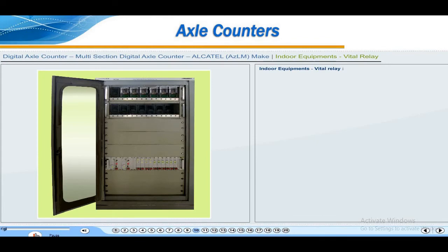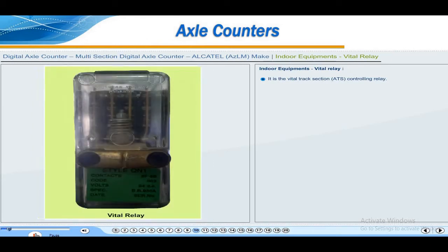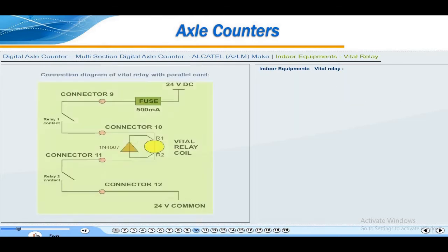Indoor equipment, vital relay. It is the vital track section, that is ATS, controlling relay. It is a 24-volt DC 8F/8B QN1 relay. The CPU gives the command for driving the vital relay via the parallel card. Connection diagram of vital relay with parallel card.